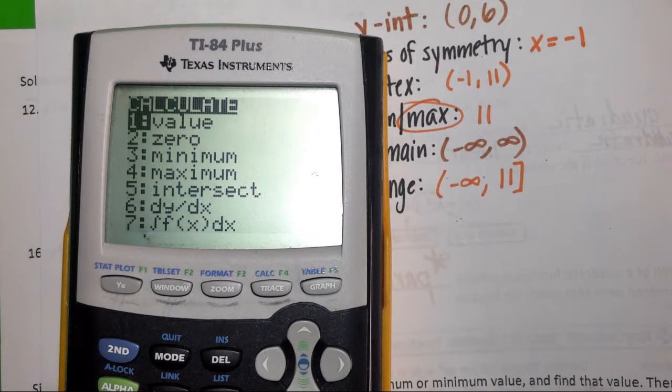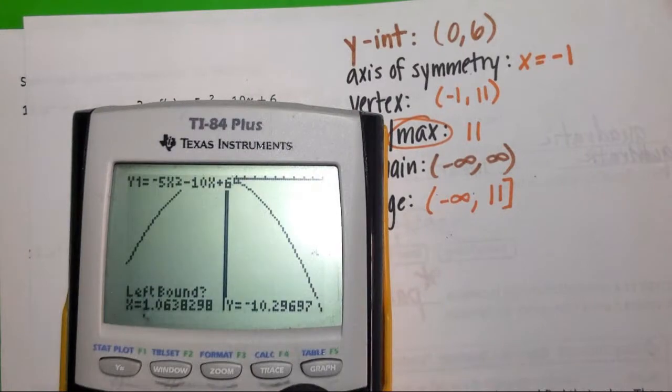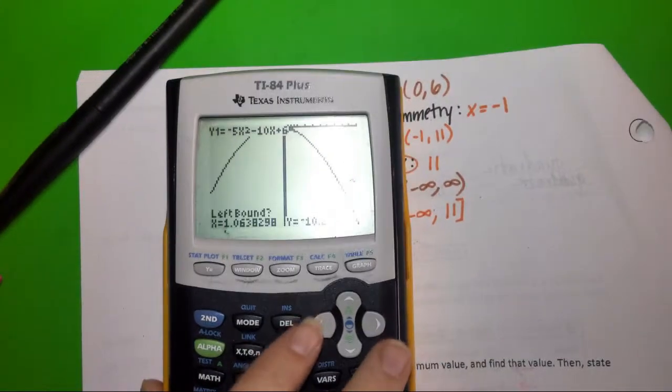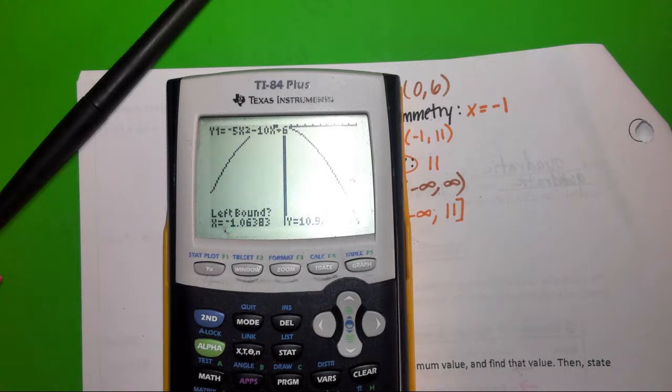But since we're trying to find a maximum, and we know that max happens at the vertex, we can tell it to find the max. So if you press second calculate and then max, you get to this, and it says left bound question mark. Is there anyone here who's lost? Okay, so left bound means we assume our answer happened here. We're going to go a little to the left, press enter. Then it's going to say right bound. We're going to go a little to the right, press enter. It says guess. It doesn't matter where you guess as long as you guess in between. And then it'll tell you the right answer.